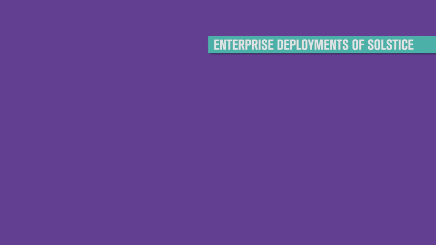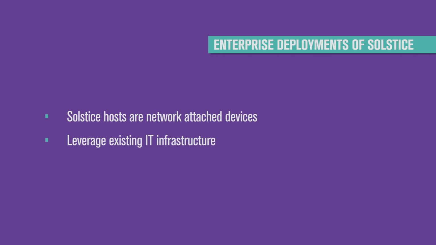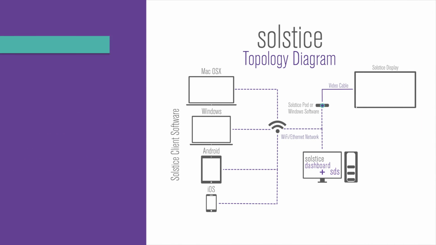In order for a deployment to be successful, Solstice pods and Windows software hosts must be attached to the enterprise network and configured correctly. Solstice offers a large degree of network flexibility to meet the requirements of a broad range of use cases and IT policies. These configuration options should be set to match the use case and network requirements specific to the deployment. Let's take a look at what it means to deploy Solstice on the enterprise network.